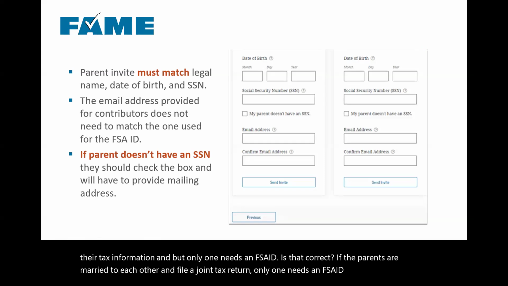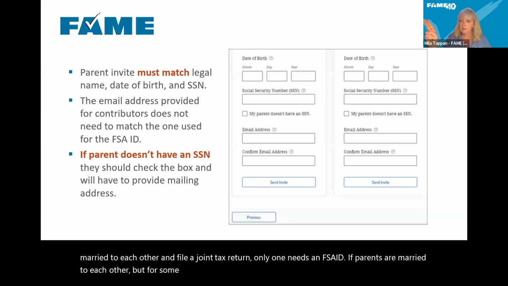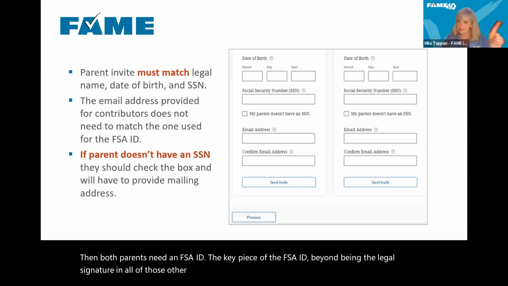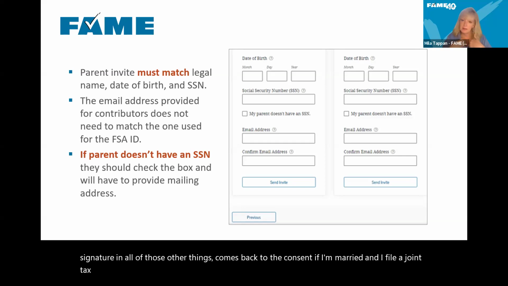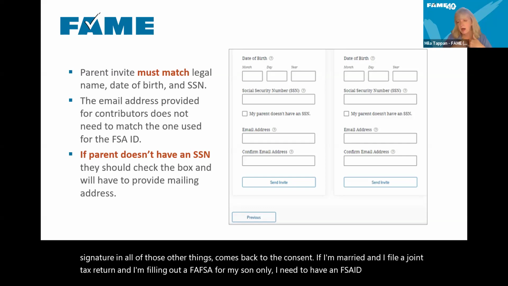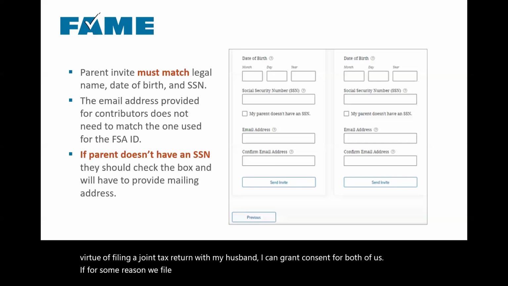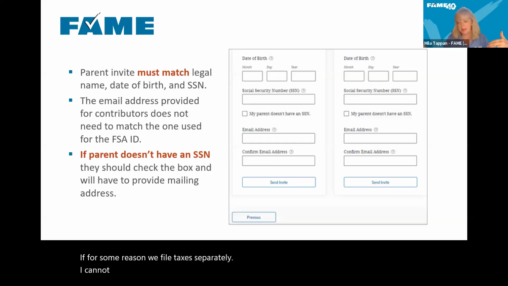If parents are married to each other, but for some reason decide to file separate tax returns, then both parents need an FSA ID. The key piece of the FSA ID, beyond being the legal signature and all of those other things, comes back to the consent. If I'm married and I file a joint tax return and I'm filling out a FAFSA for my son, only I need to have an FSA ID, because by virtue of filing a joint tax return with my husband, I can grant consent for both of us. If for some reason we file taxes separately, I cannot grant consent on his behalf. So both of us would need an FSA ID in that situation.